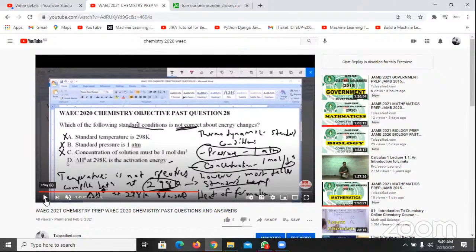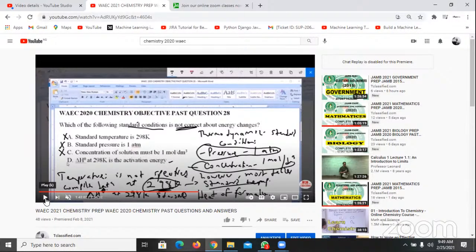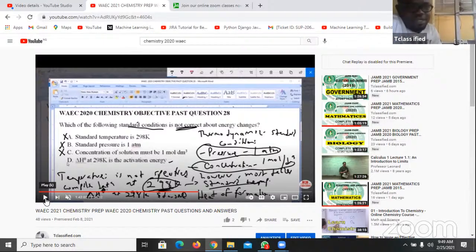Which of the following standard conditions is not correct about energy change? The one that is not correct. A is not the answer, because in our standard condition the temperature has to be 298. Also, the pressure has to be 1 atmosphere. So those two cannot be the answer.